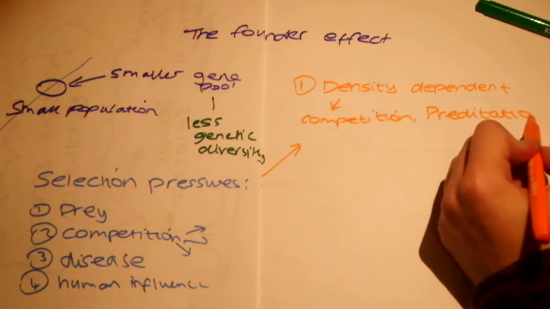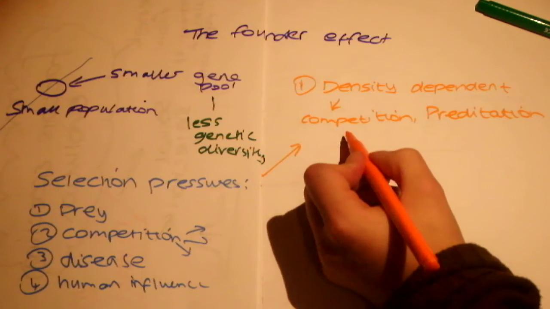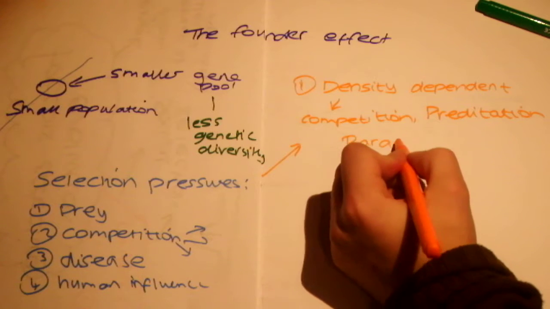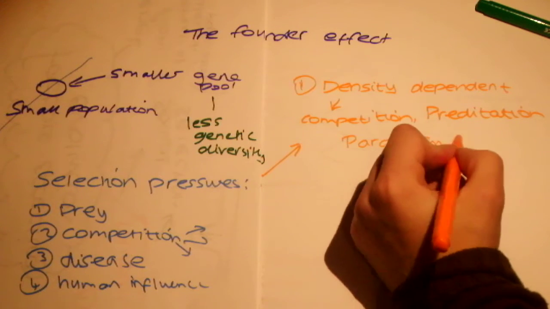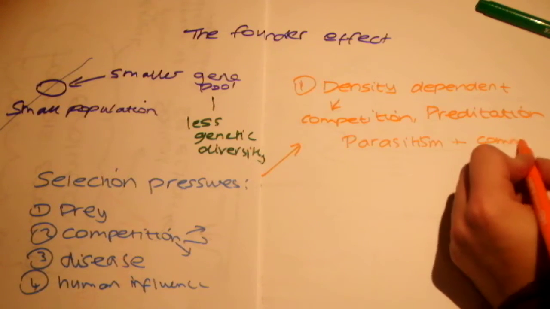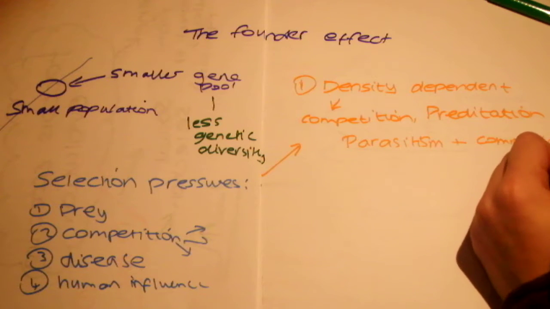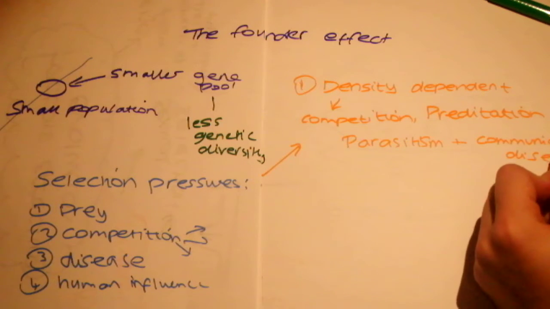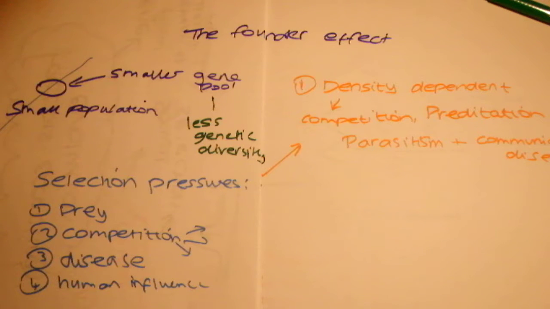They're very linked, predation and competition. Parasitism, and communicable diseases. Disease. So this is everything that's related to having grouped together. If you have a large group or a smaller group, it's quite density dependent on communicable disease, as, like I said, they can all be affected by the same genes.